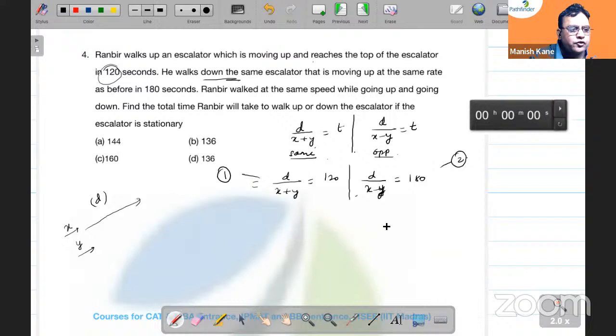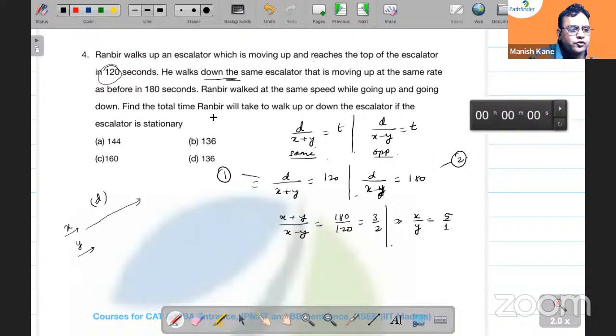What happens if you divide 2 by 1? You will get (x plus y) upon (x minus y) as 180 by 120. That is 3 by 2. And by componendo and dividendo, you can easily get the value of x upon y as 5 upon 1. The first thing is this: you get the ratio of x upon y.